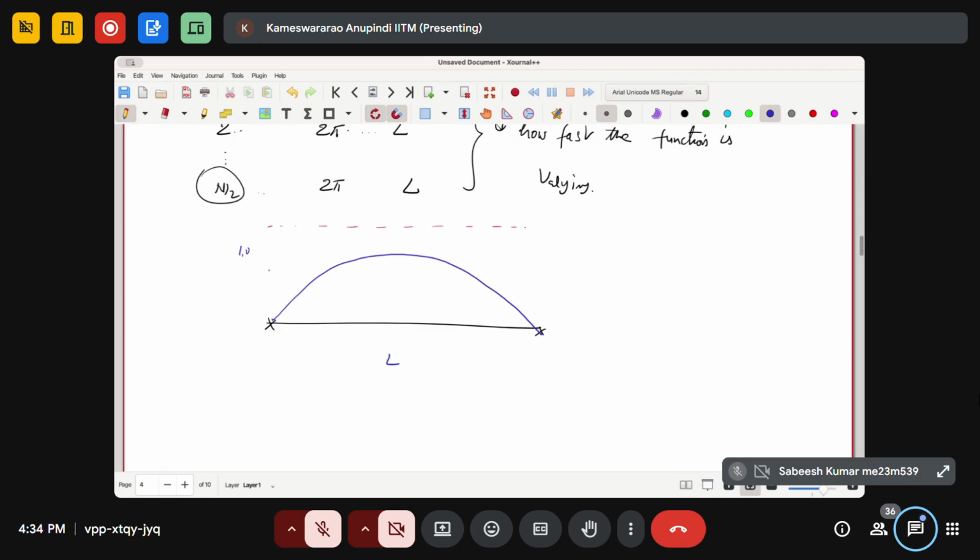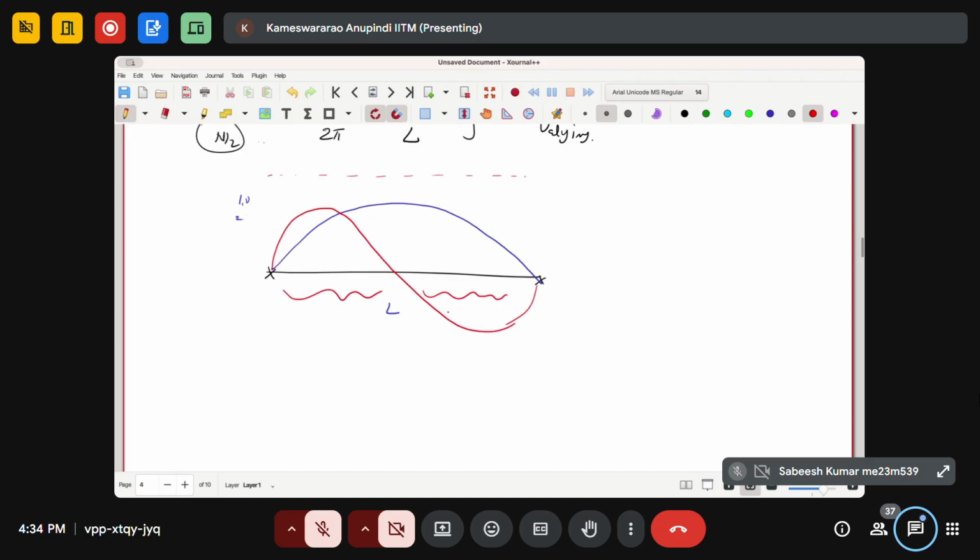Similarly, if I have n equals 2, then I can fit in maybe 2 waves. That means I can fit in something like that. This is one period, this is one period, and so on. That is what I can fit in. Then I can fit in waves that vary much more quickly.